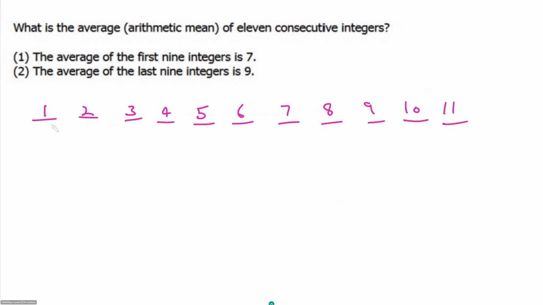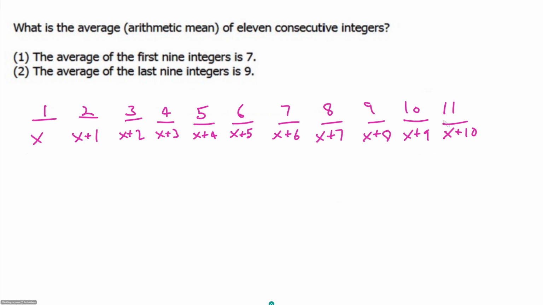So the first term, we will just call that x. So the second term is x plus 1 and x plus 2. So this is our set. It goes from x to x plus 10. It is a consecutive set.